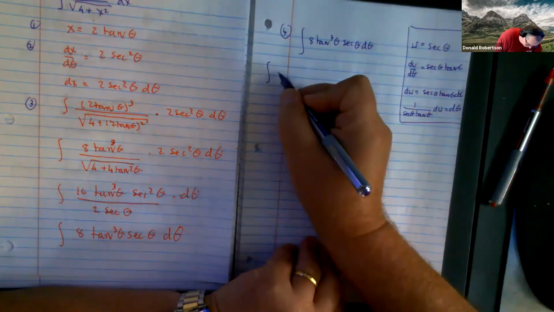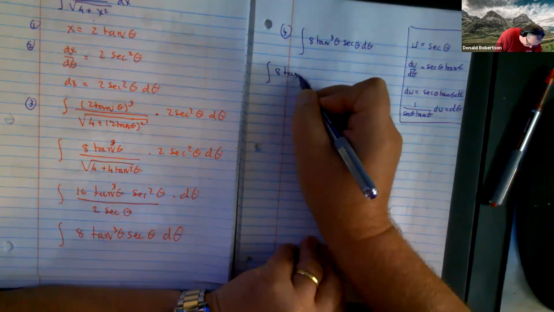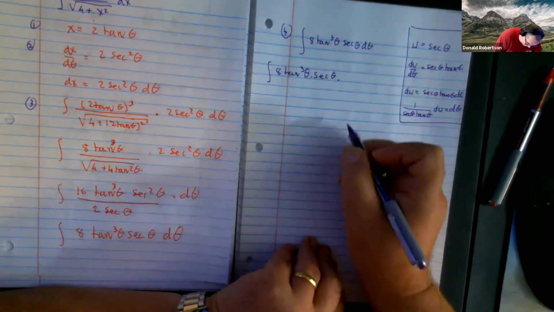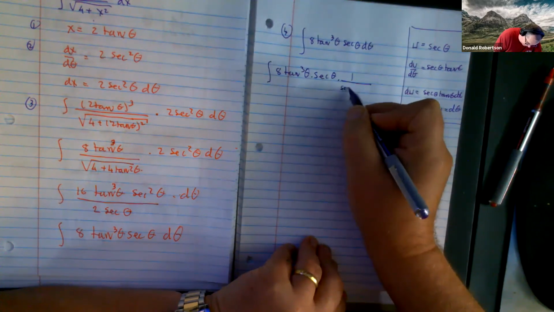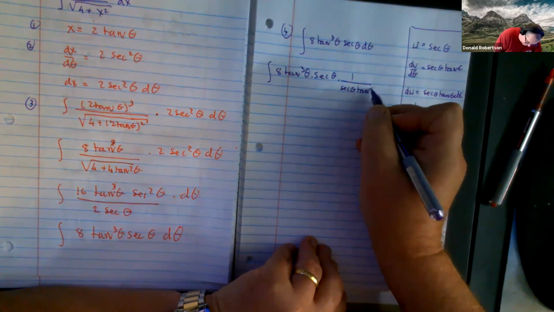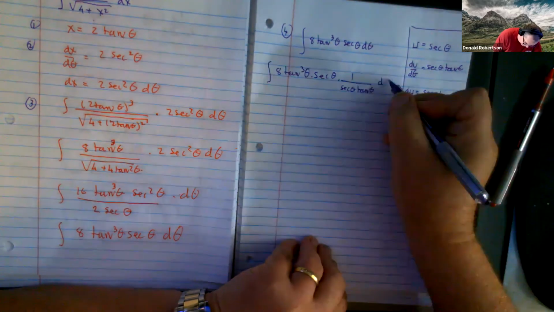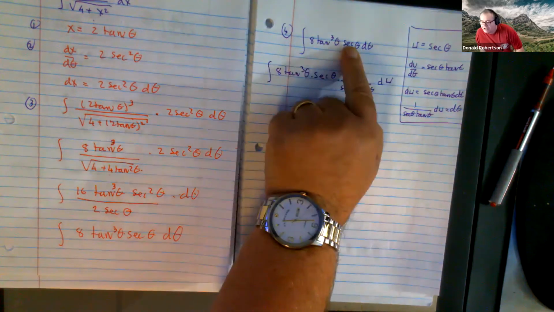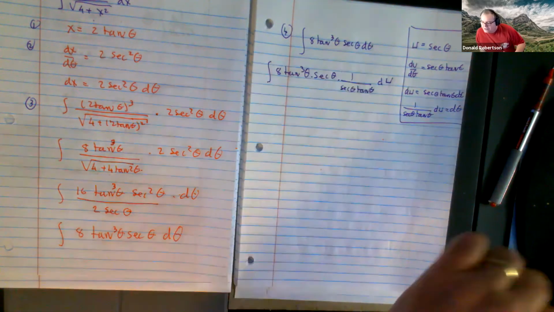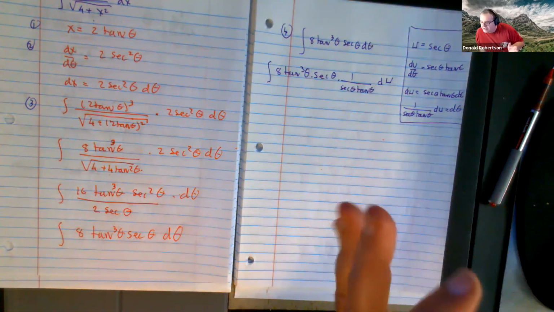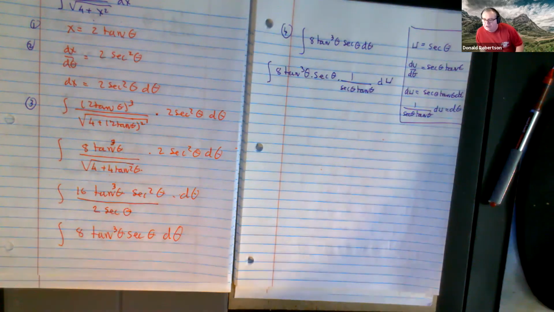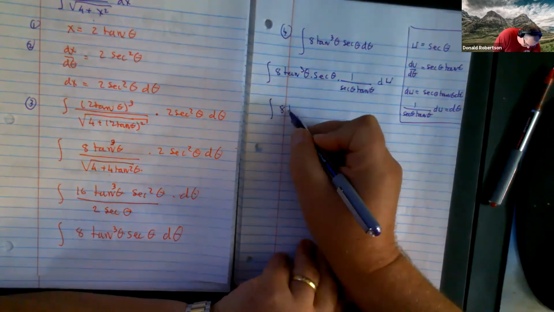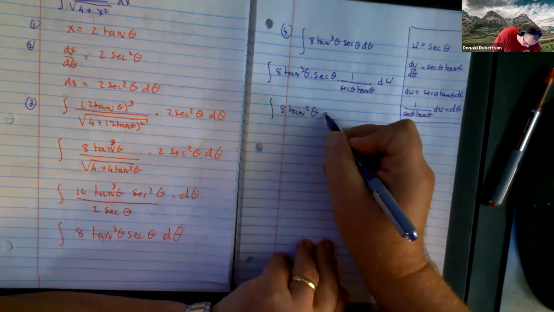So we have 8 tan cubed theta secant theta over secant theta tan theta du. Have you noticed that when it's secants and tans, you don't turn any secants into u's yet, right? When it's sines and cosines, can't you turn all the cosines into u's and it's fine? But when it's secants and tans, leave them alone for a while. So we get some cancelling. And we get that.